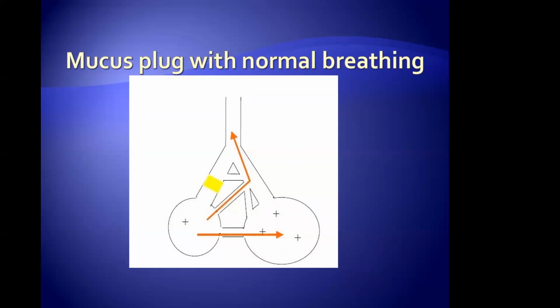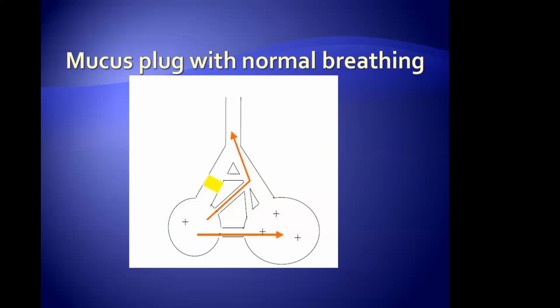Radiographically, for your non-ventilated patient, you go in and look at the films. Where's my patient's atelectasis? Well, it's in the right lower lobe. How can I affect that? We've got handheld tools that will allow us to ventilate the patient and increase that. So, mucus plug with normal breathing.